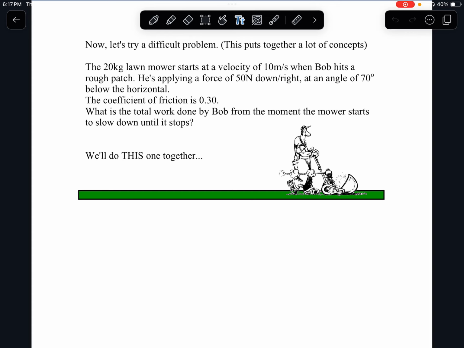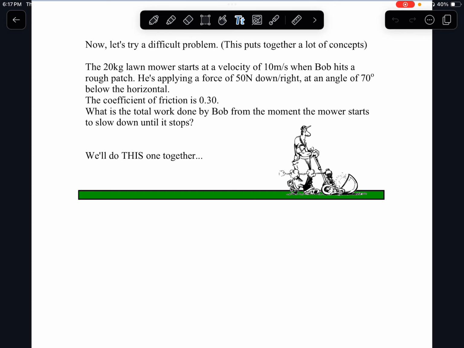All right, so Bob is pushing along his lawnmower, and he must hit a rough patch. Maybe he's on some well-trimmed grass, and he hits some really thick grass, or maybe he's on the sidewalk, and he moves onto the grass. Okay, but he hits something that restricts his motion, so we're going to treat that like a frictional force.